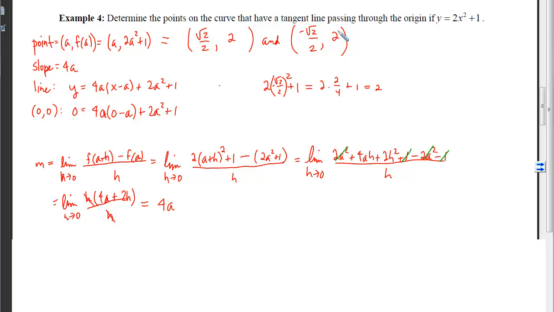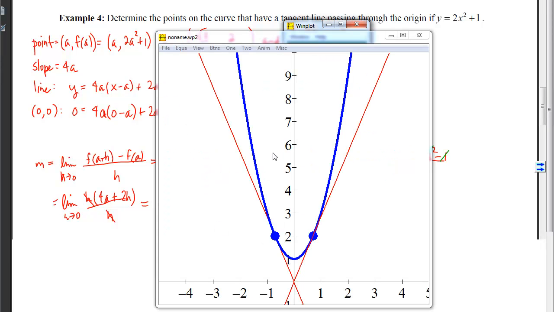So here I've got the 2 points whose tangent lines are going to pass through the origin. And we can see that here if we graph. Here's our 2x squared plus 1. Here are the points that we found, and you can see that those tangent lines go beautifully right through the origin.